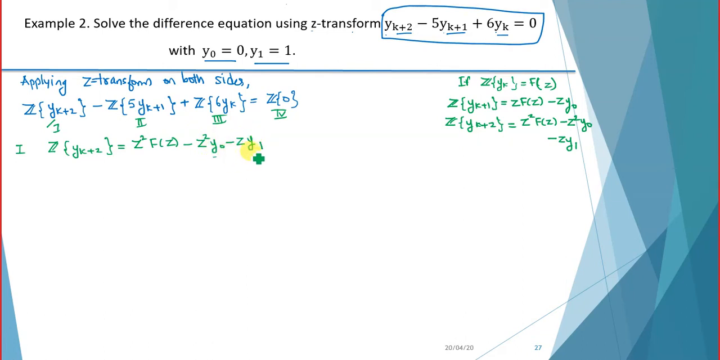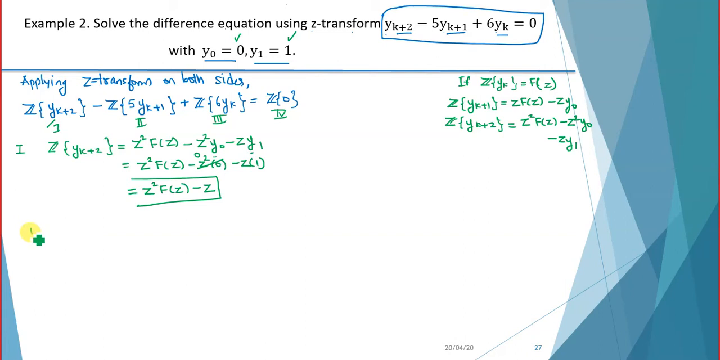Now we can see the values of y0, y1 from here, 0 and 1. So it is z square F(z) minus z square, y0 is 0, minus z times 1. So this cancels to 0. So we are left with z square F(z) minus z. This is for the first term.